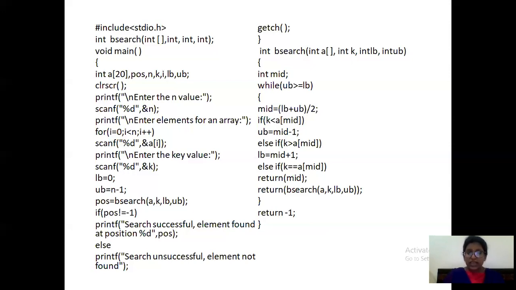Else if your key is greater than a of mid value, suppose your key element is there on the right part of your list, then you need to change what? The lower boundary limit. If it is there on the right part of your list, then your lower boundary limit should be changed to mid plus 1. So if your mid value is 2, then mid plus 1 is 2 plus 1, 3. So you need to search whether your element is there in the third index or the fourth index. Is it clear?